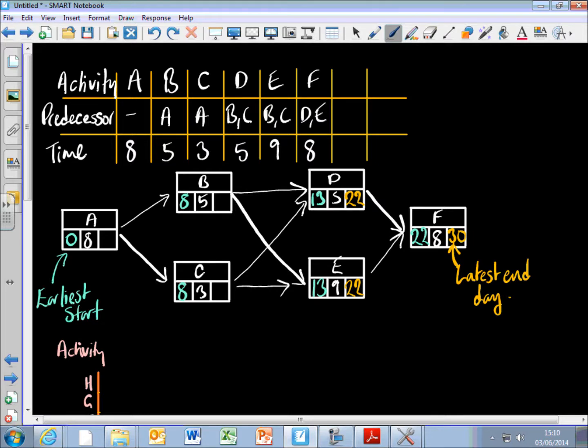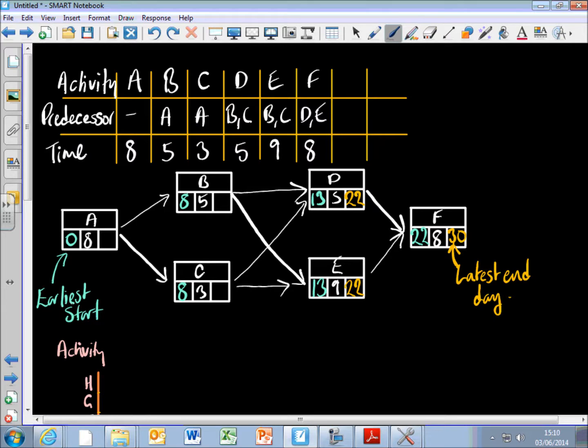So let's have a look when B needs to be finished by. Okay. Well, let's look at D. D needs to be finished by 22, so it can take away 5 days. That's the time it takes to be done. So D could be finished.